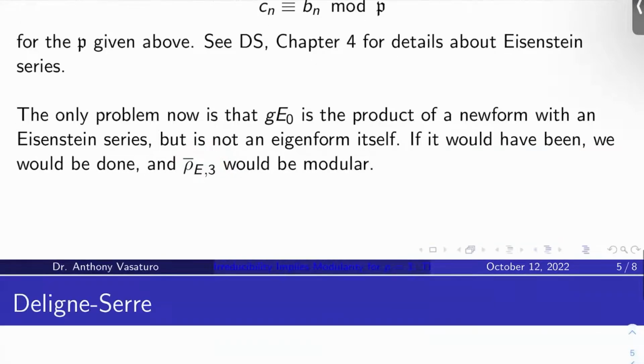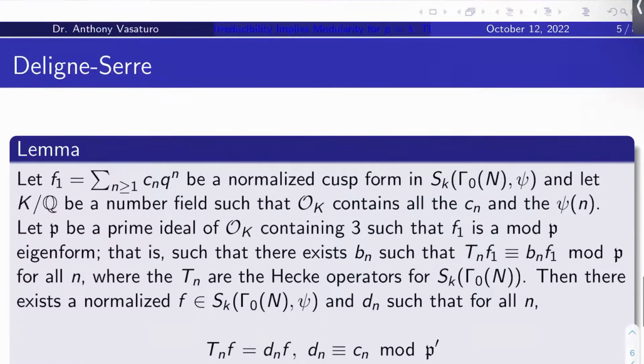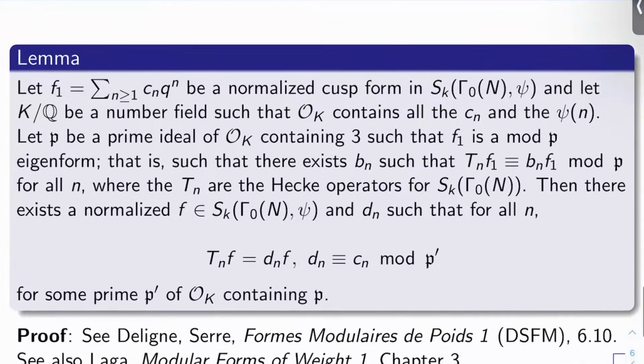So how do we fix this? Here's where you have to refer to Deligne and Serre's non-trivial weight 1 construction, they call it. And here's a lemma from that construction.